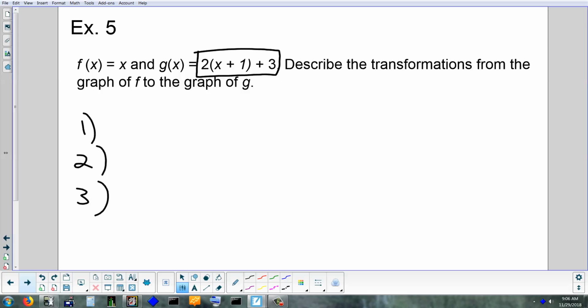What is a horizontal shift? Horizontal, where are things happening? On the inside or on the outside? Inside. Okay, I see stuff happening on the inside. Now it's a shift. What do you have to do to shift something horizontally on the inside?